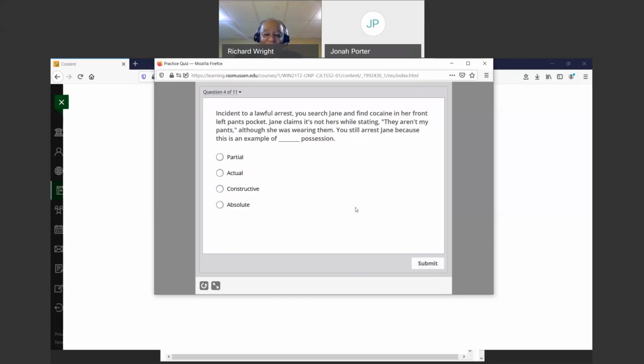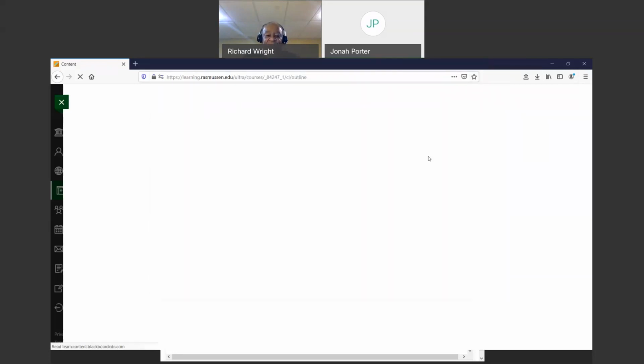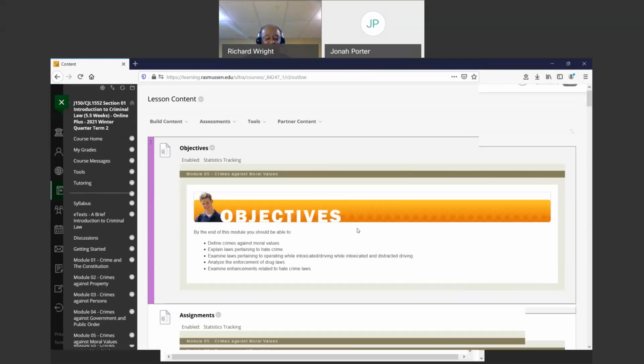Incident to a lawful arrest. You search Jane and find cocaine in her front left pocket. Jane claims it's not hers while stating, "These aren't my pants," although she was wearing them. You arrest Jane. This is an example of what kind of possession? Yeah, well, Jane, you're wearing the pants, so you get caught. And so those are the kinds of things that you want to pay attention to as well. You want to go back and look at week 4 as well to help you prepare.